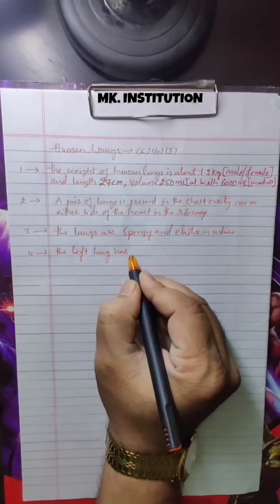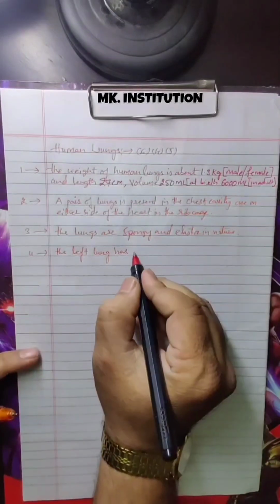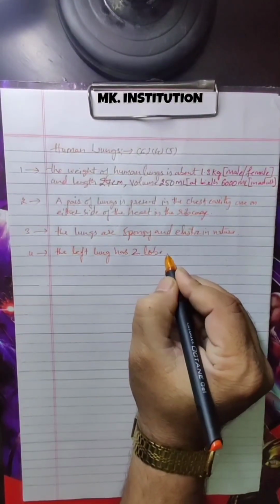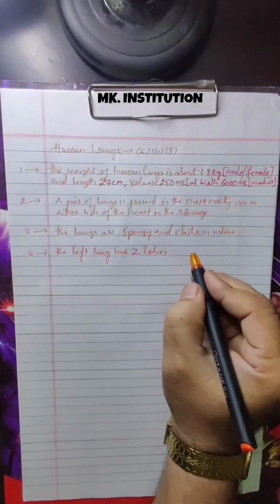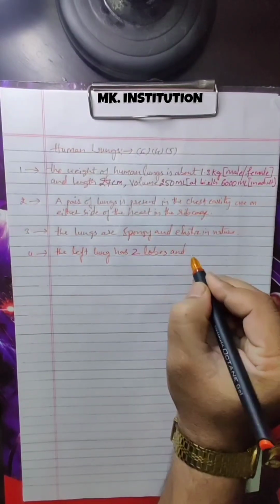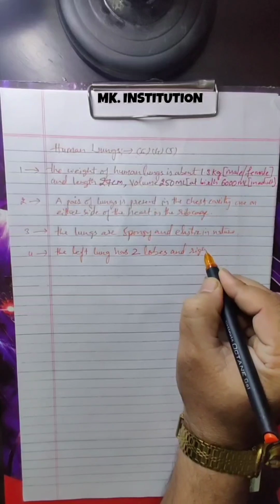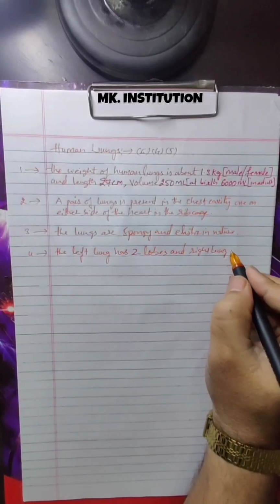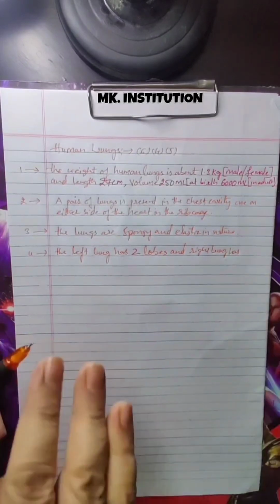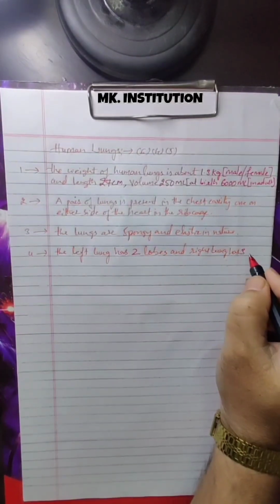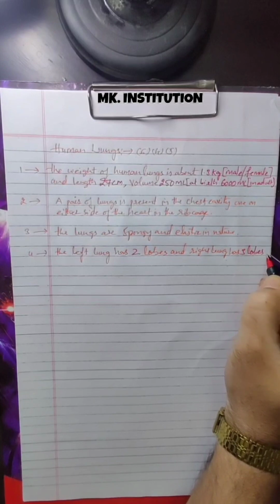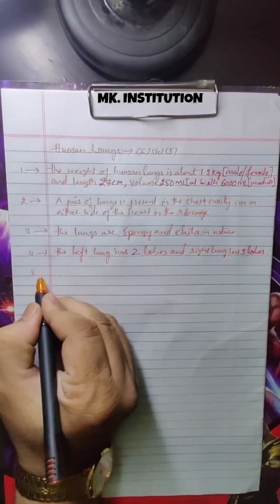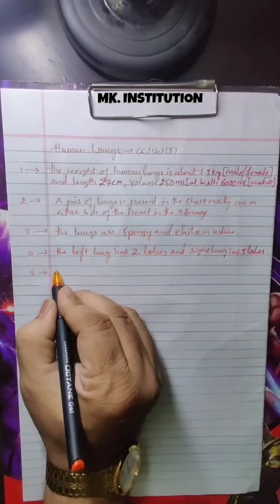Then the fourth one: the left lung has 2 lobes, and the right lung has 3 lobes. Lobes means chambers, compartments.